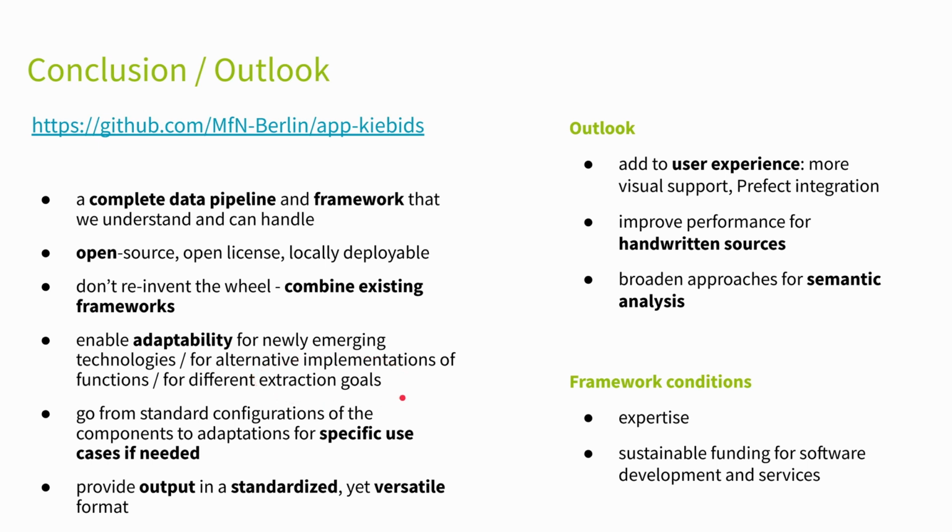Perhaps we would like to extract information not only from collection labels, but also from other types of written material that we have in the museum and that also hold important biodiversity data. In this approach, we try to go from standard configurations of each component to adaptations for specific use cases if needed. So again, modularity and adaptation come into play here. Last but not least, we provide file-based output in a standardized yet versatile format with PAGE-XML, one PAGE-XML file for each input image. The application is open source, open license, locally deployable.